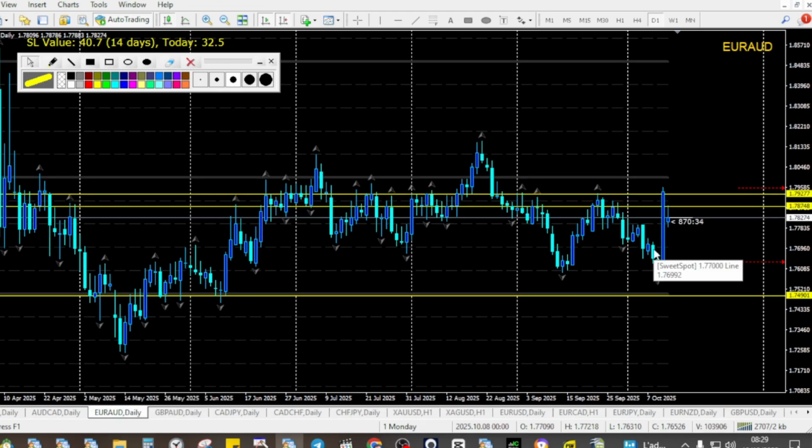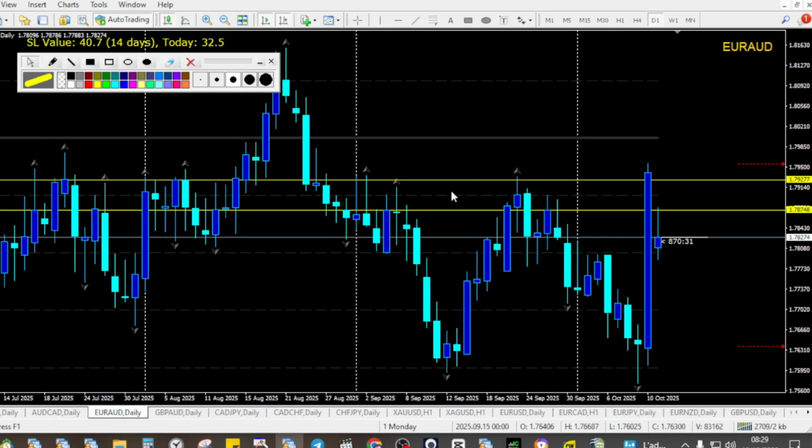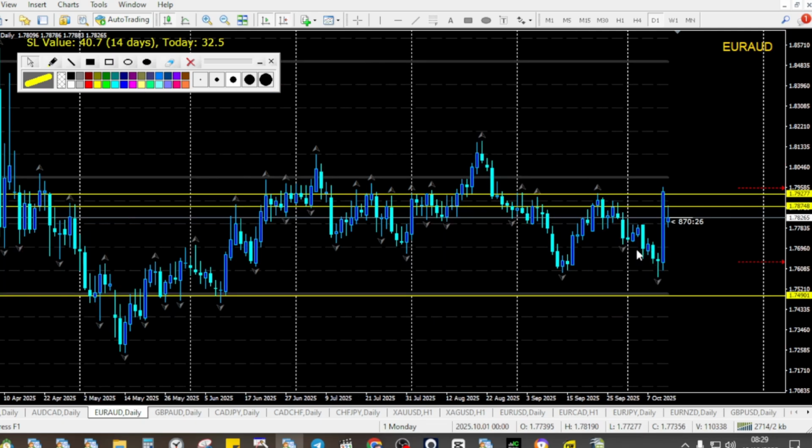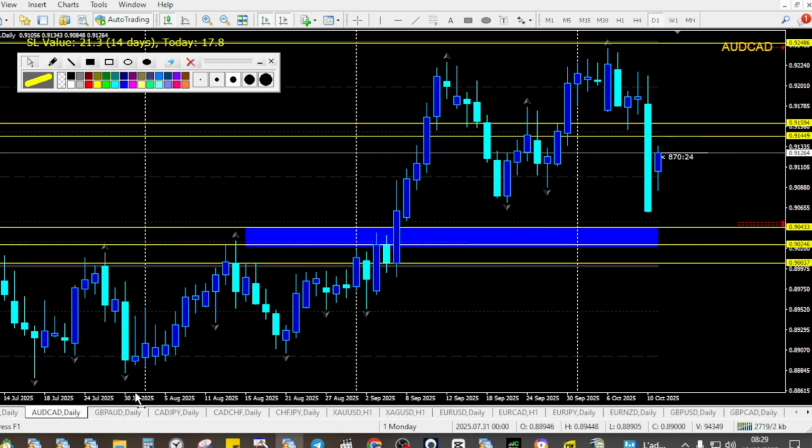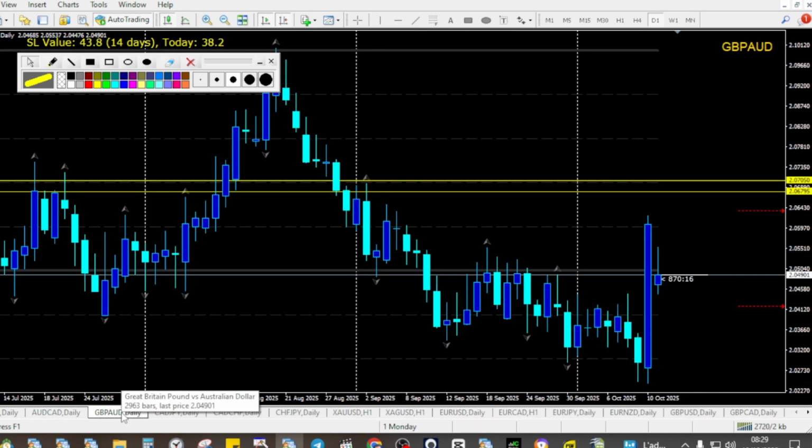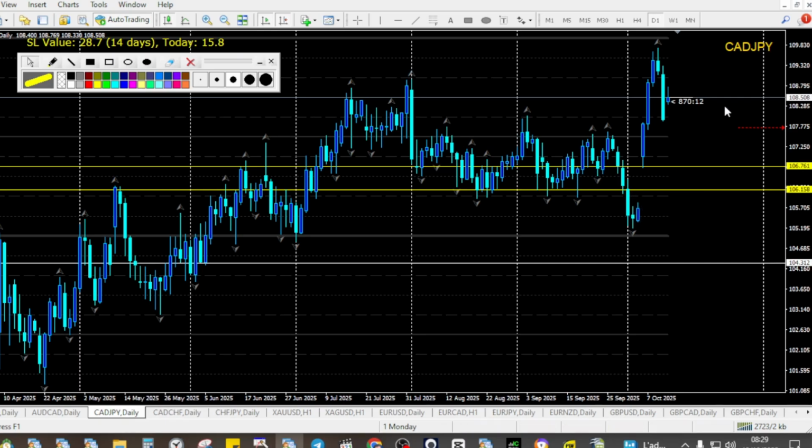Euro AUD. So this one was very bullish on Friday. So same, this is a bit messed up. This chart is not clean, not regular. So I don't want to trade that. GBP AUD, same.